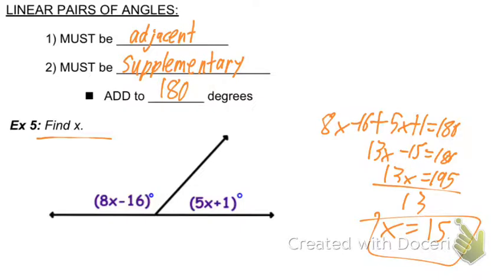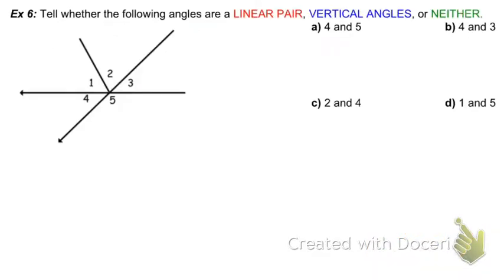Okay, so we have three different things we've learned about so far. We've learned about linear pairs, vertical angles, and adjacent angles as well. But we're going to talk about vertical angles, linear pairs, or neither. So we have these five different angles, 1, 2, 3, 4, and 5. Given the pair, letter A, angles 4 and 5, are they a linear pair, vertical angles, or neither? What would you guys say? They would be a linear pair.